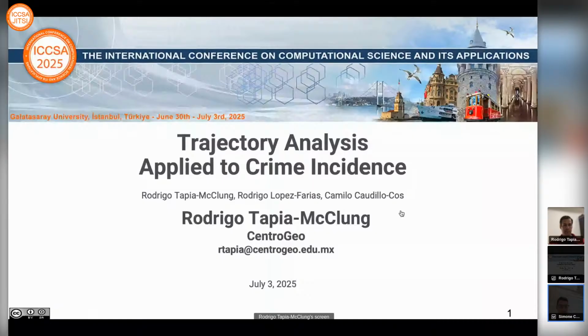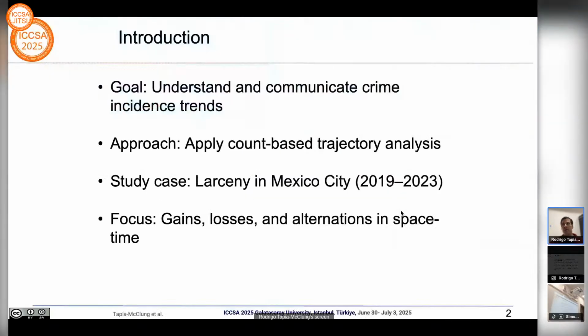Great. Here you go. Thank you very much for everyone being here. I don't know how many people are in the room, but I'm just glad I'm here and being able to present this time around. I wasn't able to go there, but today's topic is about trajectory analysis applied to crime incidents. It's a collaboration between myself, Rodrigo Lopez, and Camilo Caudillo. As a very quick introduction, our goal is to understand and communicate crime incidence trends, in particular in Mexico City.